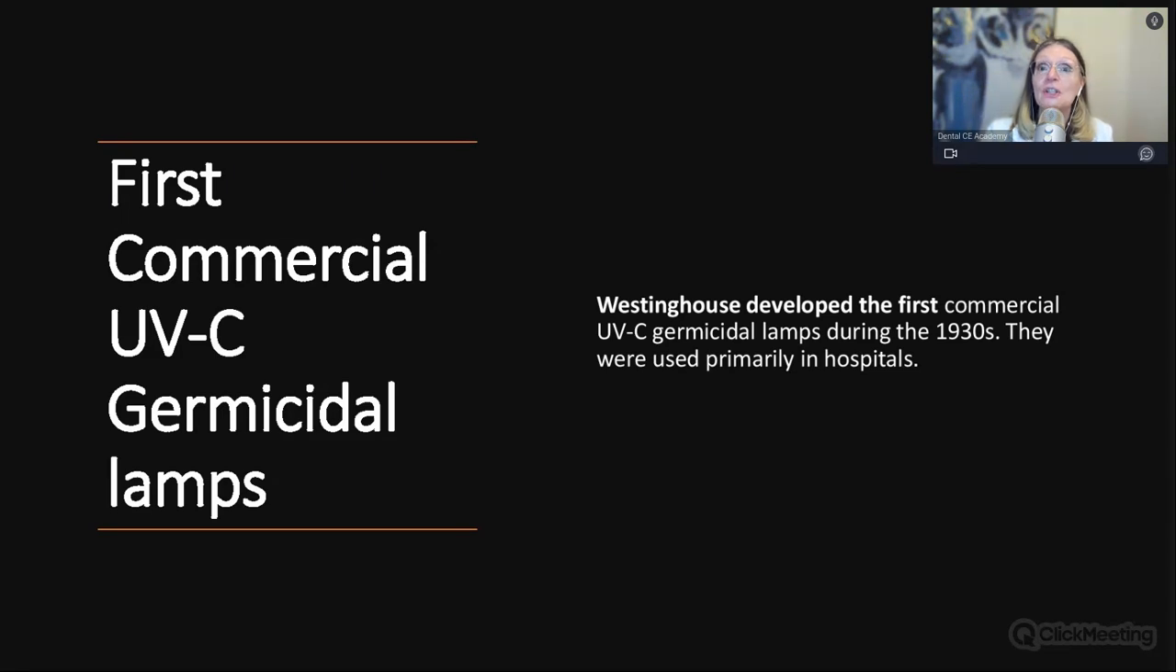Westinghouse developed the first commercial UVC germicidal lamps during the 1930s, and those were used primarily in hospitals at the time. You know, Westinghouse on the East Coast was also an electric company, so they were very involved in lighting and research and so forth.